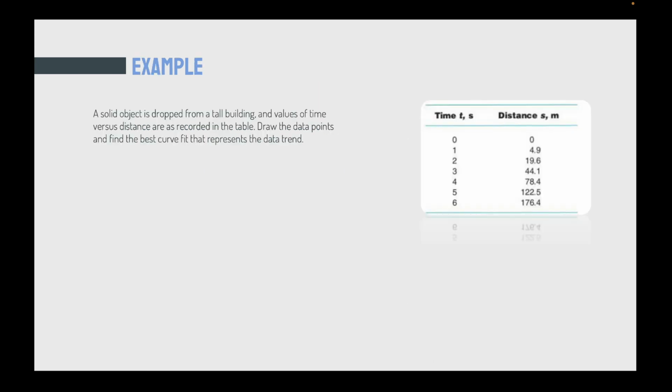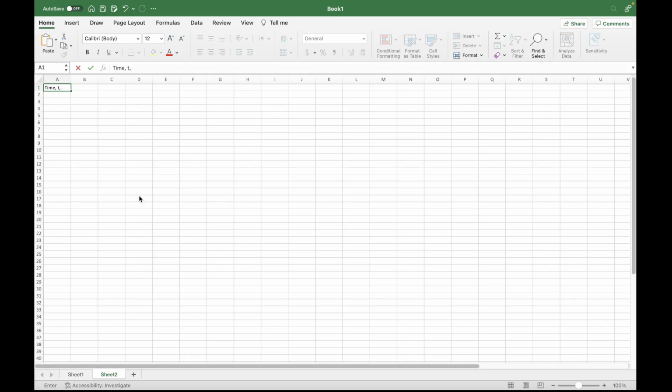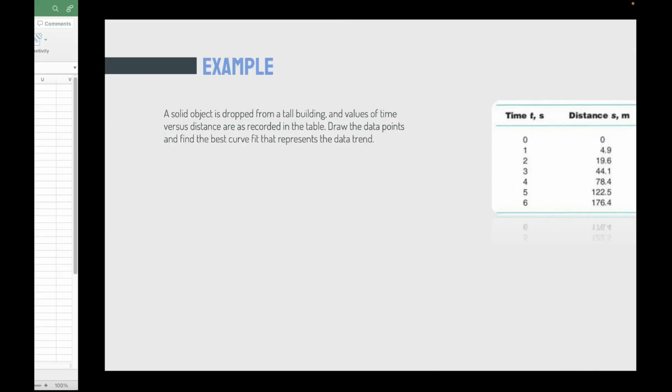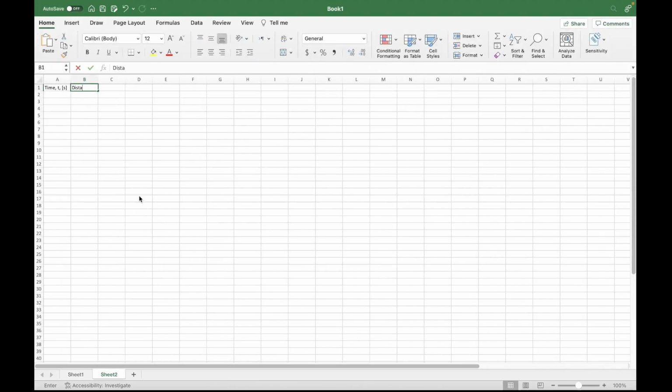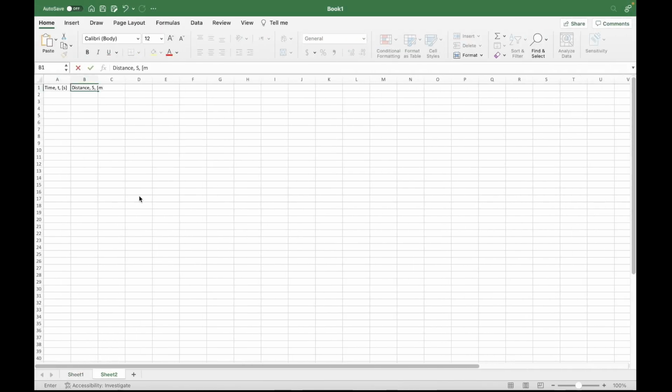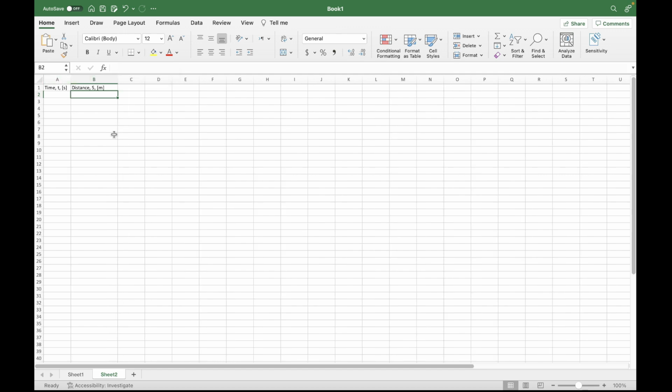So we have time, t, in seconds, 0 to 6. Then distance: 0, 4.9. That's in units of seconds. Then we have distance. I like to abbreviate distance as d, but in this case your textbook has it as s. You can have it as s as well. That would be in meters. Close brackets. Extend the width of the column. Now we have 0.